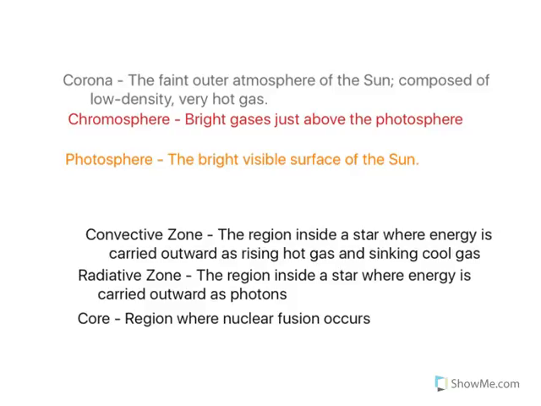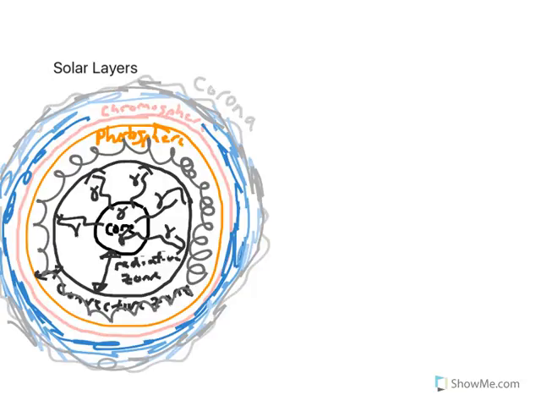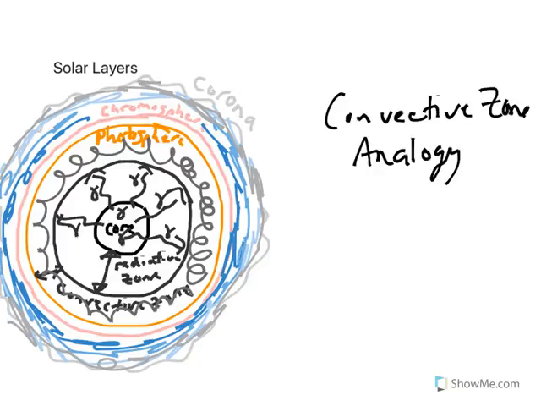The convective zone is a region inside the star where energy is carried outward as rising hot gas and sinking cool gas. So in this convective zone, we have rolling gases. Remember, the radiative zone is nothing but light. The core is where this light, or these photons, are created. And so it isn't until you reach this convective zone that you have actual material moving up and down. An analogy for the convective zone is a pot of water.